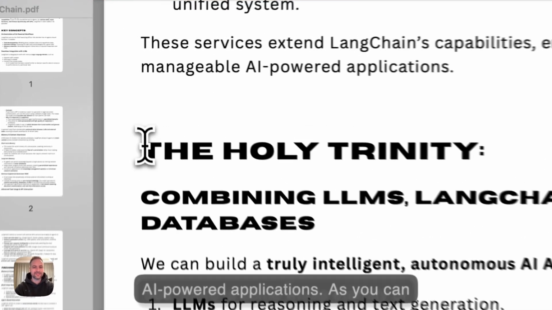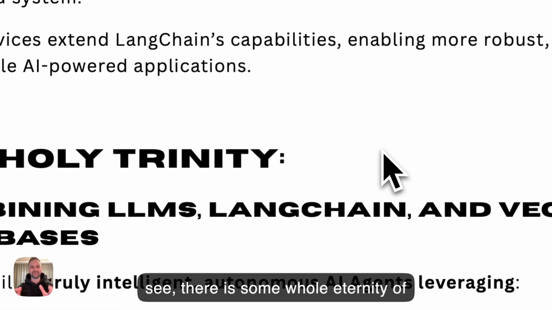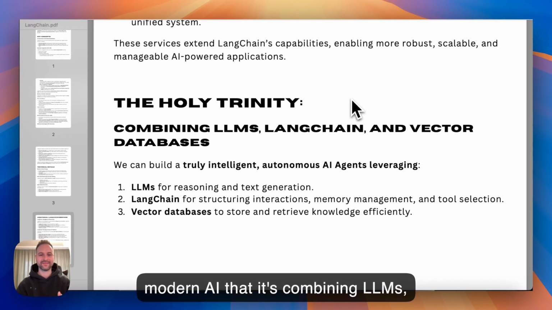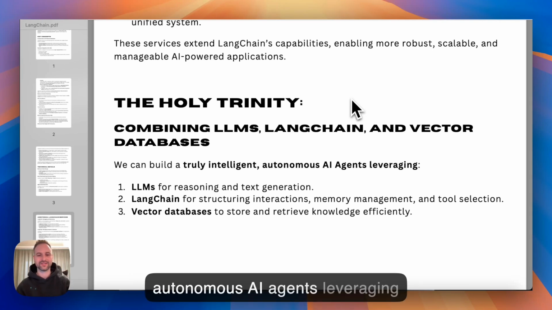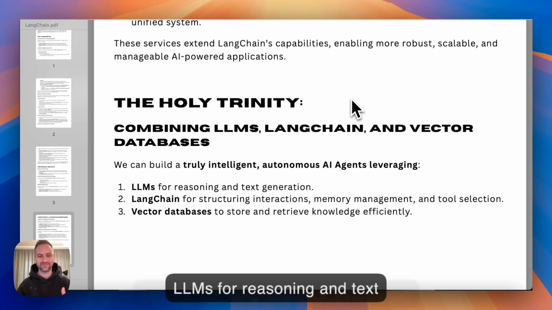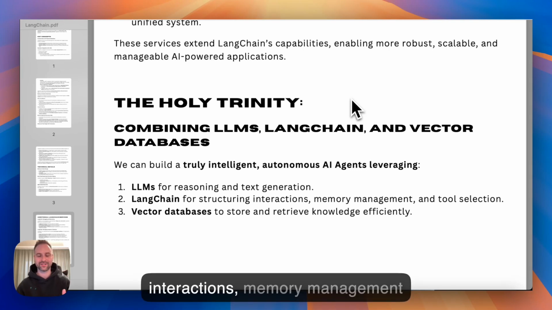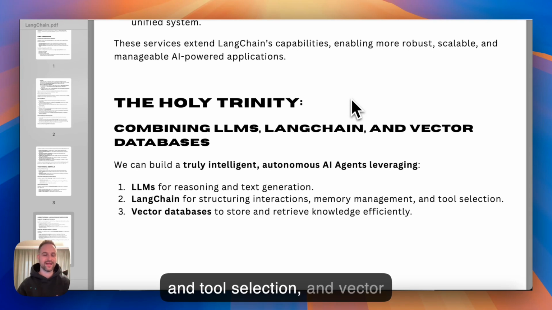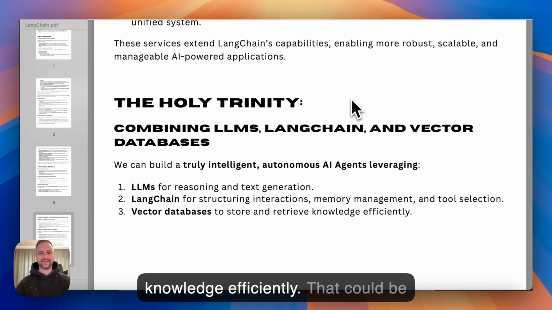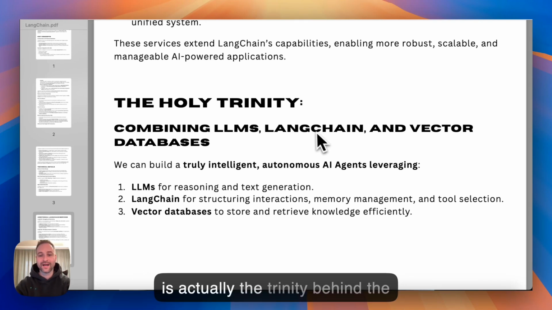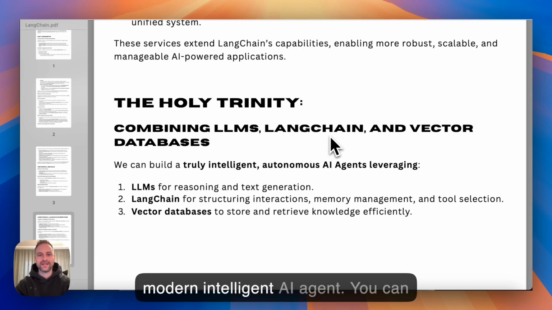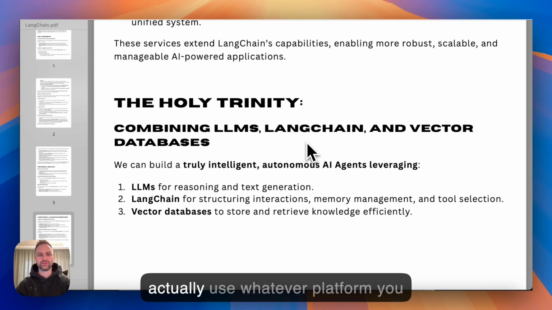So as you can see, there is a kind of holy trinity of modern AI, combining LLMs, LangChain, and vector databases. So we can build truly intelligent, autonomous AI agents, leveraging LLMs for reasoning and text generation, LangChain for structuring interactions, memory management, and tool selection, and vector databases to store and retrieve knowledge efficiently. That could extend to any use case. The sky is literally the limit here, but this is the trinity behind the modern intelligent AI agent.